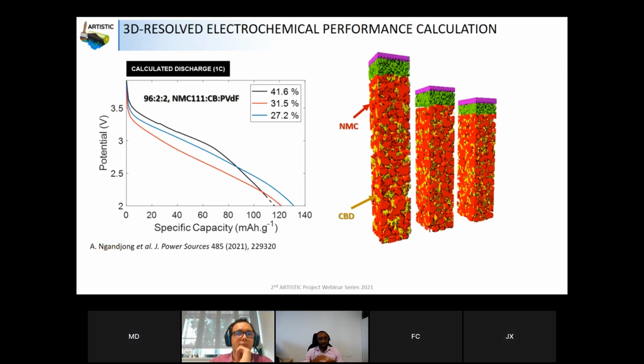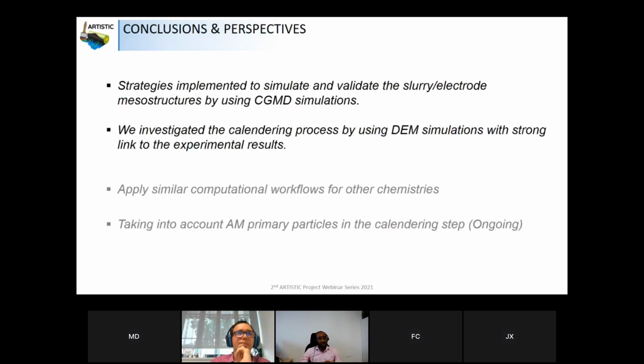And here you can just see one simulation, for example, that we perform to take into account the effect of calendering on the electrochemical performance. You can see when we apply calendering, we decrease the porosity, and then the specific capacity for the calendered electrode increases, for example, here.